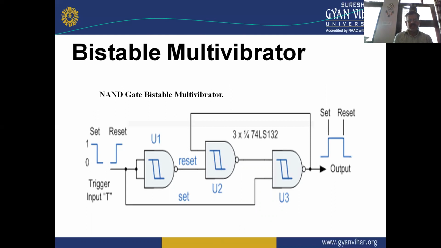So this is the circuit diagram of the bistable multivibrator, and this circuit is designed with the help of NAND gates. Here input is applied by the trigger input in the form of set and reset, and the output is measured across the output terminal of this bistable multivibrator. That is a square wave in shape.